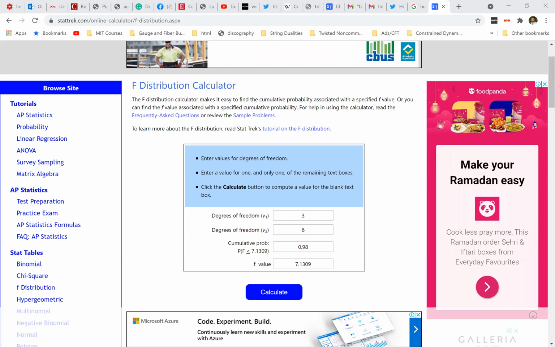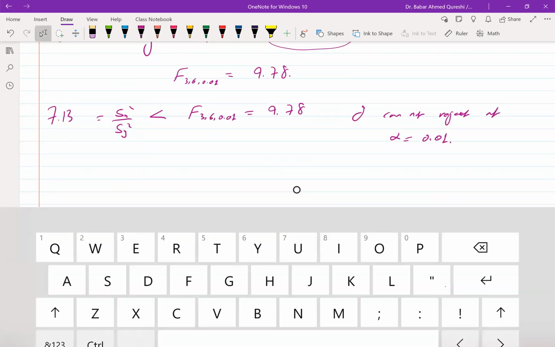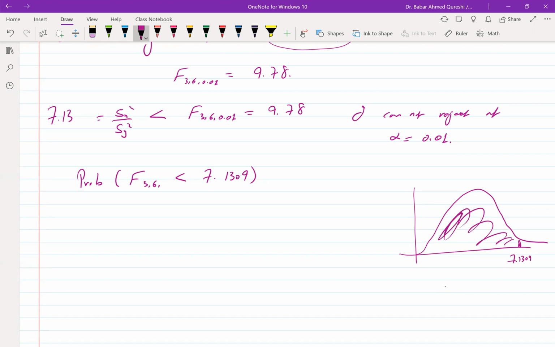Let me change the screen. So the probability of this variable being, since StatTrek computes the cumulative probability, that gives me being less than this variable. That's what it computes. Cumulative probabilities are always you start from this tail and go to a specific number. So it gave me 0.98, but what I need is this. So that means this is 0.02.